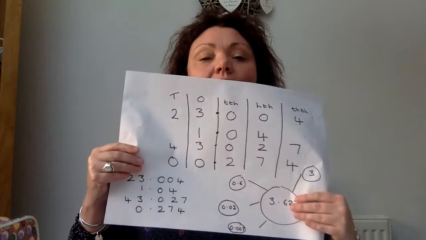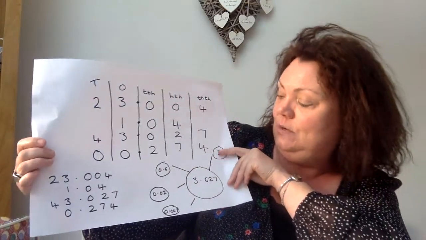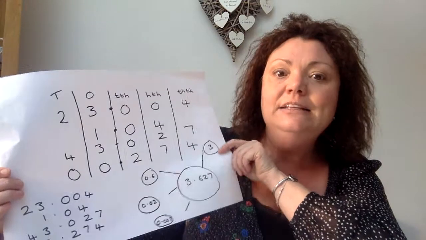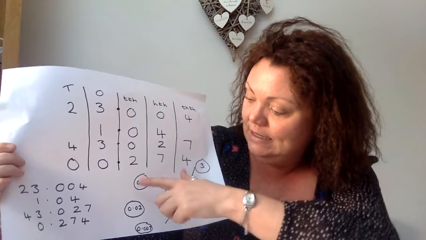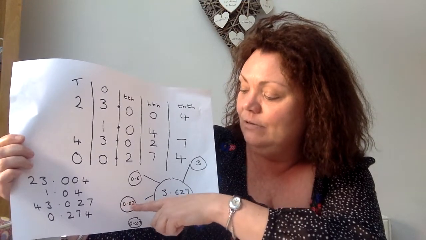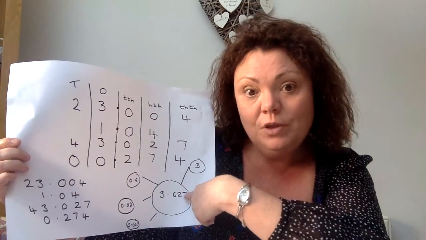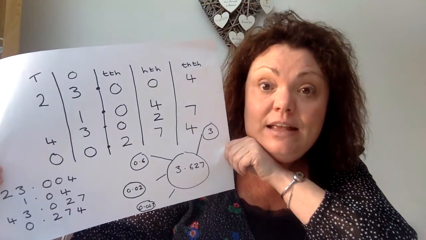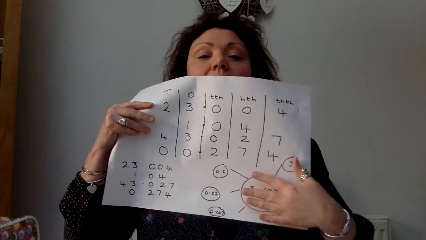Okay, now let's have a look at this whole model here. We have got 3.627 in there, and we are going to partition it, we're going to break it up. So we have got 3 wholes, we have got 6 tenths, 0.6, we have got 2 hundredths, 0.02, because that is in the hundredths column. How many thousandths have we got? I hope you can see that, 0.007 thousandths.